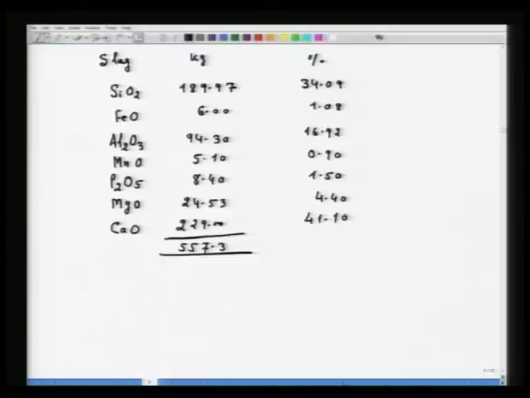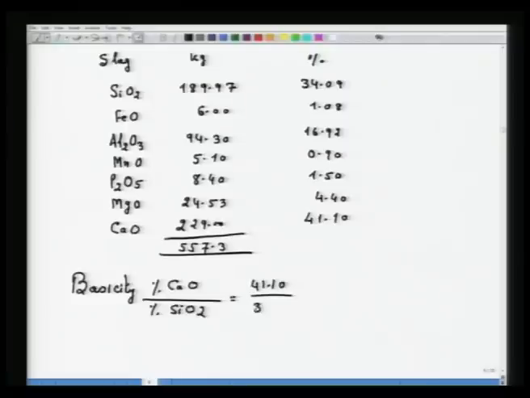If you are interested, you can also calculate the basicity of slag, that is percent CaO upon percent SiO2. So, that will be 41.10 upon 34.09, approximately 1.2, the basicity of that slag. So, this also can be done. So, this is about how to calculate the volume of slag.